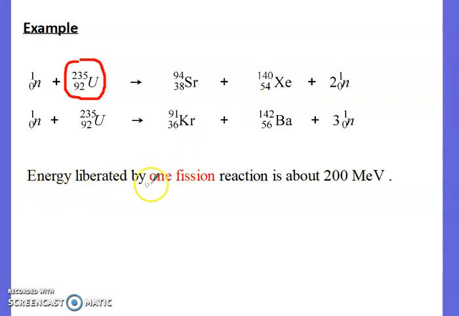Now, the energy liberated by one fission reaction, E equal delta mc squared, is about 200 mega electron volt, which is very, very huge amount of energy. Now, this reaction was used at the beginning of the Second World War to invent what we call the atomic bomb. Okay, let's see how.